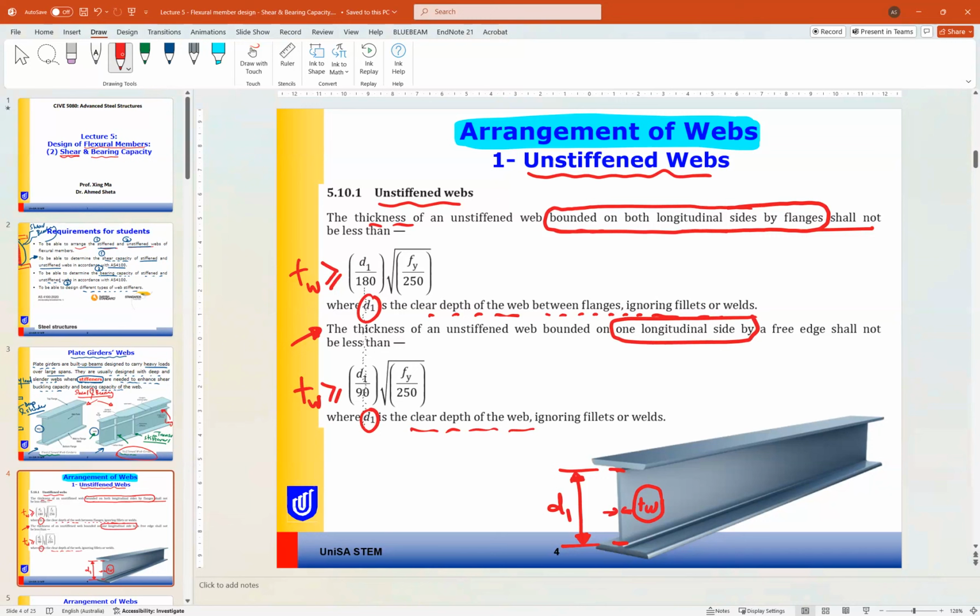So this is the thickness, the common thickness we are using, because usually we are designing sections that have flange on both sides. So this is our TW, or the thickness of the web we should use. So you can't have a web with a thickness less than this value.